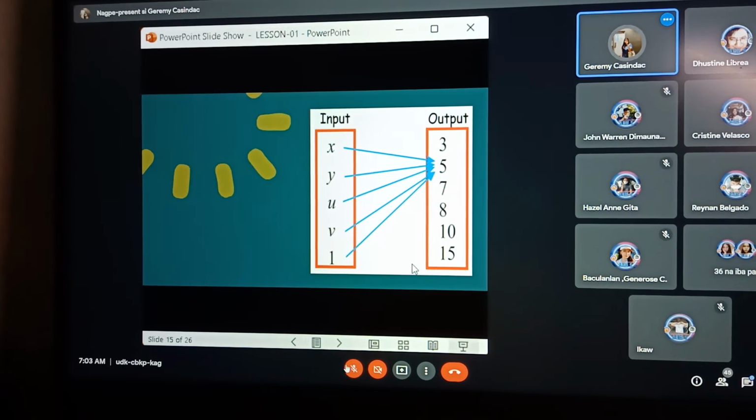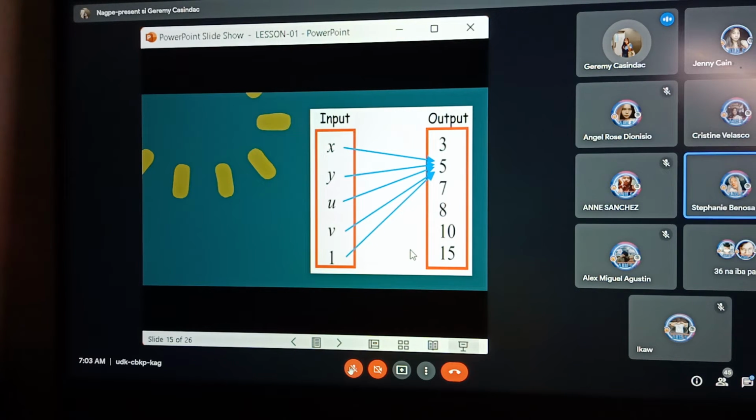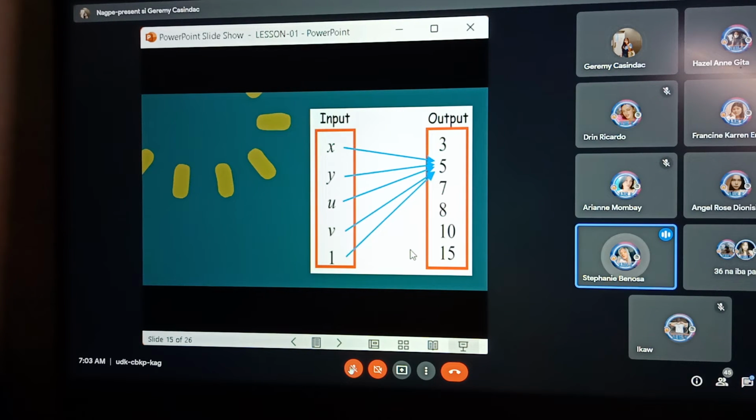Function or not a function? Okay, Carlo. Not function po, ma'am. Bakit? Dahil umuulit po ng umuulit si domain po. Stephanie. Function pa rin po kasi hindi naman po umulit yung sa domain tapos na pinair po siya sa isang element lang po. Okay, that's correct.